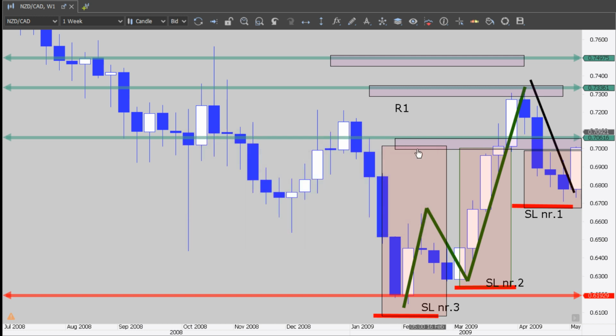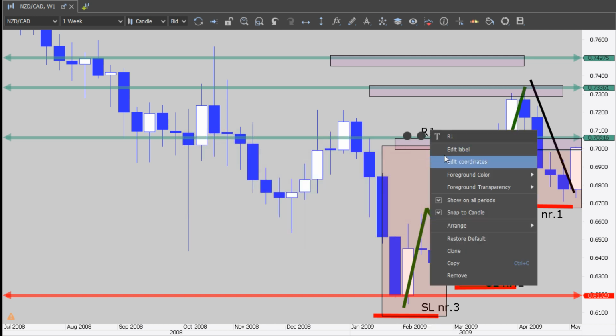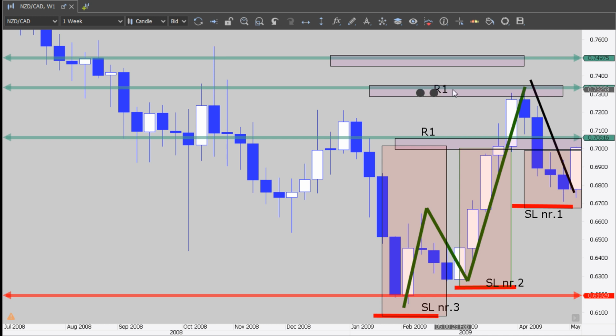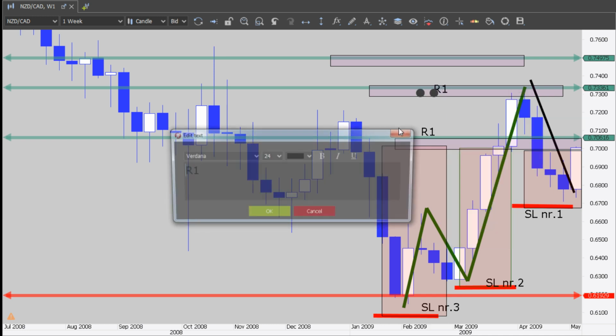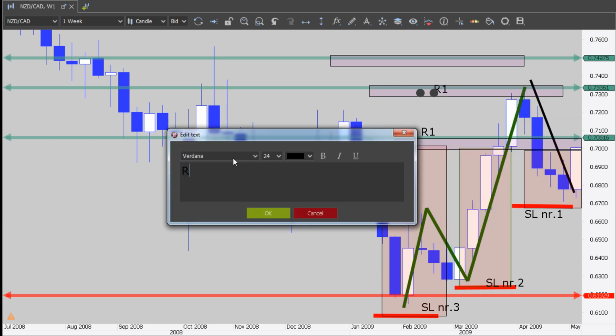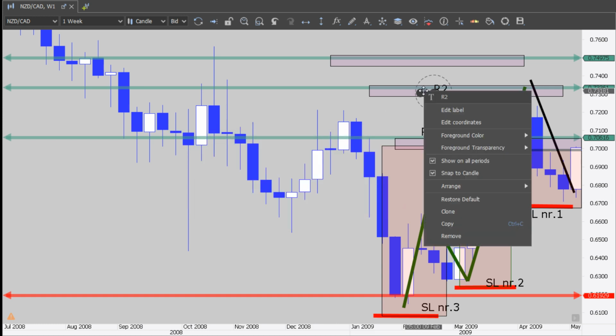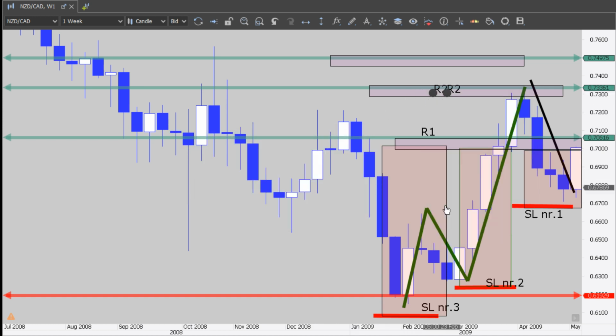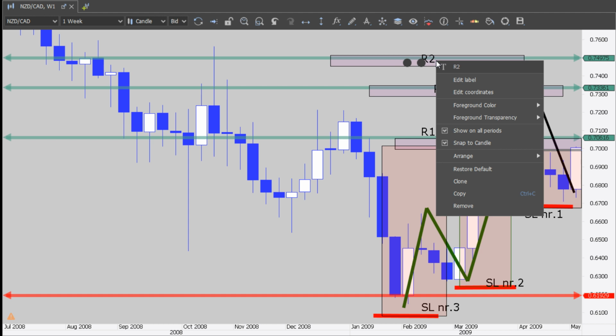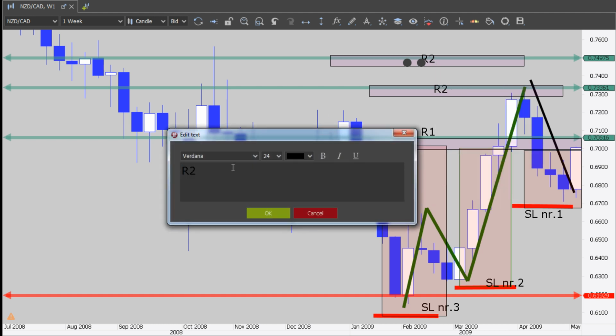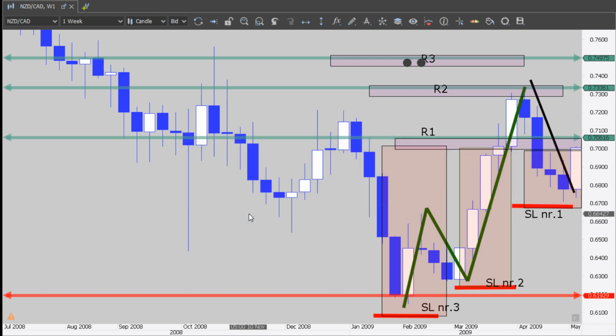R1, resistance number 1. Clone, this is going to be R2, and one more clone up in here. This is going to be R3. At what resistance, everybody, do you want to take your profits? 7300. Okay, so you are in R2.